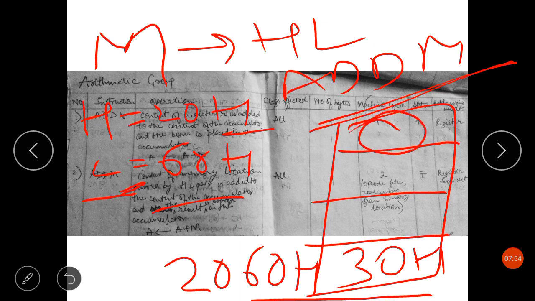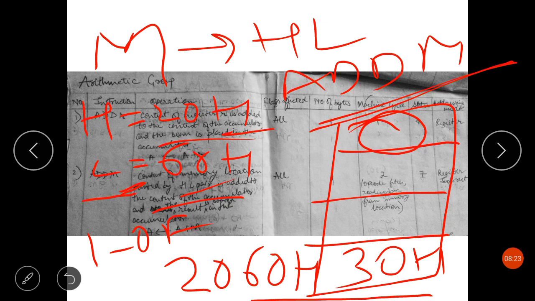So to execute this instruction, what will the microprocessor do? It will use one machine cycle for fetching the opcode. Once the opcode is fetched and decoded, the microprocessor will know it has to add the content of the memory location whose address is pointed by the HL pair to the content of the accumulator. The microprocessor already has the address 2060, because the address is pointed by the HL pair.